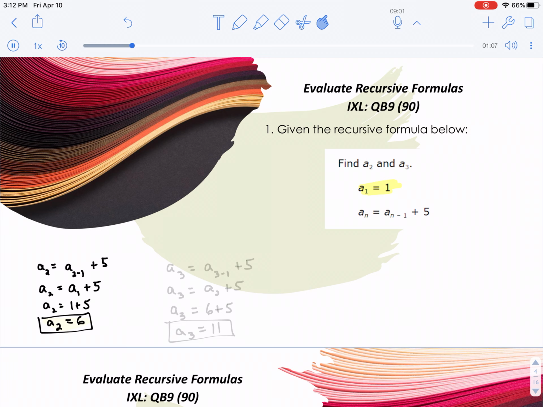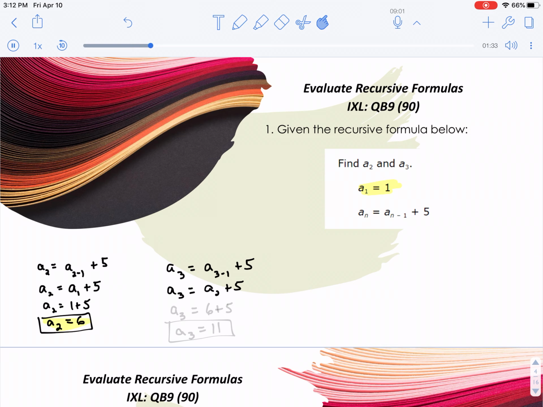Now we're supposed to find a sub 3, so we start over again. We say, okay, a sub 3 is equal to a sub n, which is 3, minus 1 plus 5. That gives us a sub 3 is equal to a sub 3 minus 1, which is 2, plus 5. Now we just found a sub 2. A sub 2 is 6.